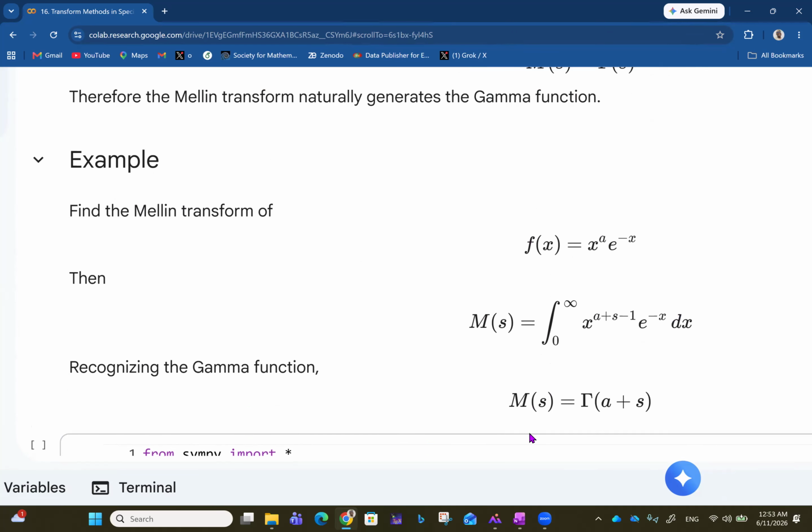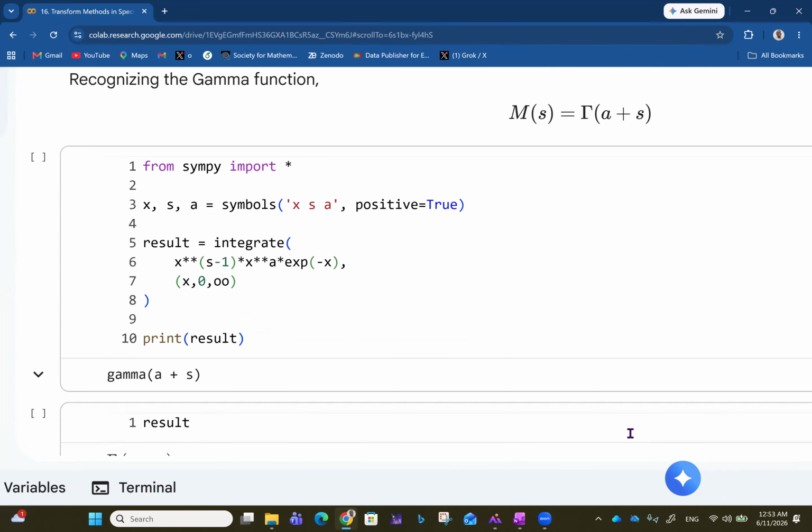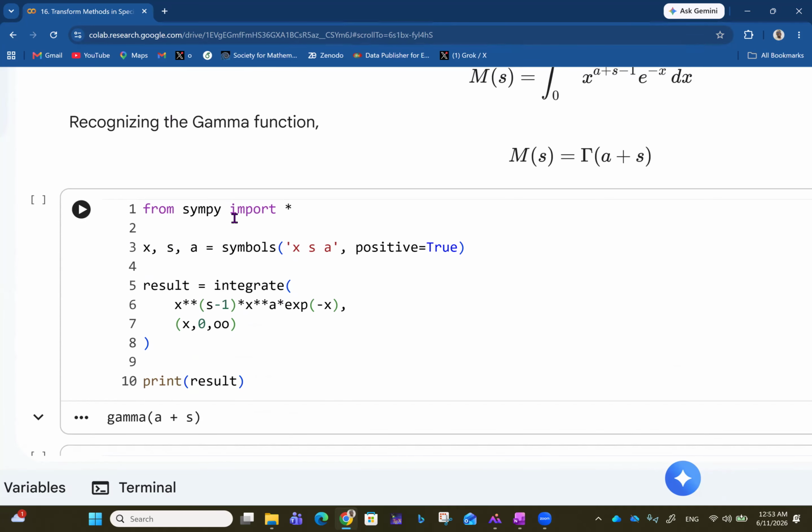So a good example will be to find the Mellin transform of f of x equals x raised to power a times e raised to power minus x. Then that means that M of s is the integral from 0 to infinity of x raised to power a plus s minus 1 e raised to power minus x dx. So recognizing the gamma function, that tells us that this Mellin transform right here is actually gamma of a plus s, like that.